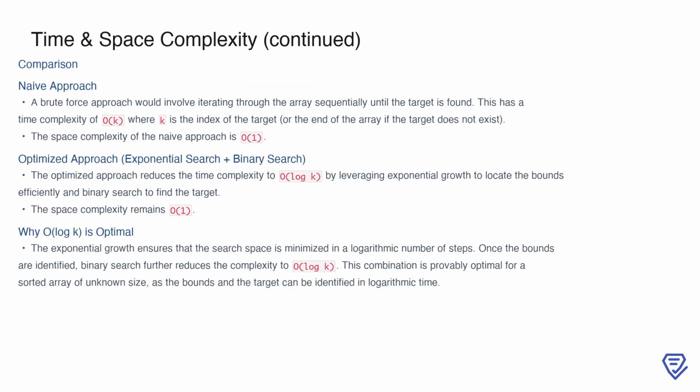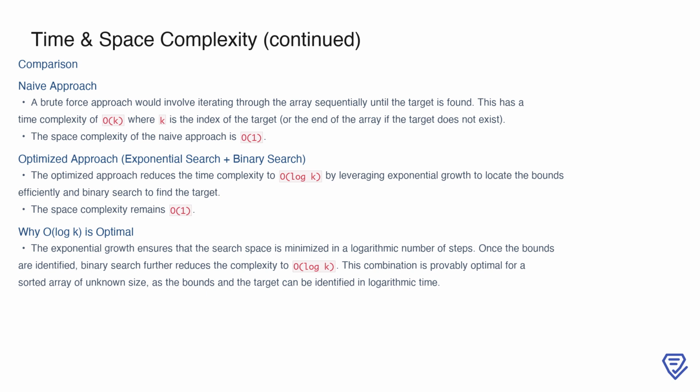It's helpful to compare this optimized approach to a naive method. A brute force solution would involve iterating through the array sequentially until the target is found or the array ends. This has a time complexity of O(k), where k is the index of the target or the size of the array if the target doesn't exist. However, the space complexity for this approach remains O(1). In contrast, the optimized method of combining exponential search and binary search dramatically reduces the time complexity to O(log k), while maintaining the same space complexity of O(1).